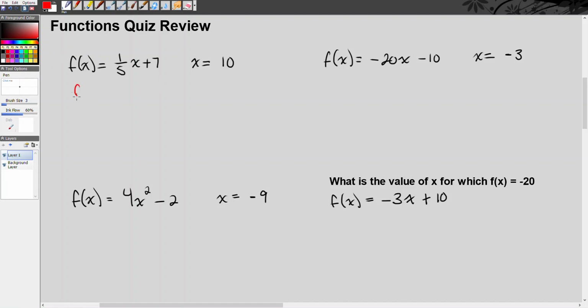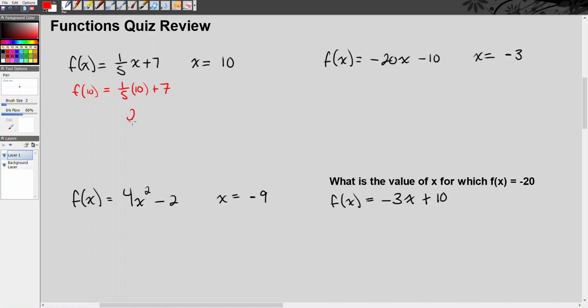So we're going to say, okay, f of 10 equals 1/5, and again, since we're saying x is 10, it's going to be 10. So 1/5 times 10 plus 7. Okay, so what is 1/5 times 10? Remember what I told you, times the top, divided by the bottom. So what's 10 times 1? 10 divided by 5, 2.